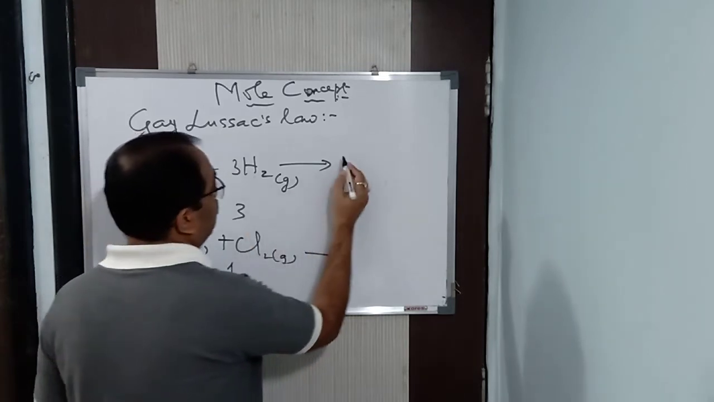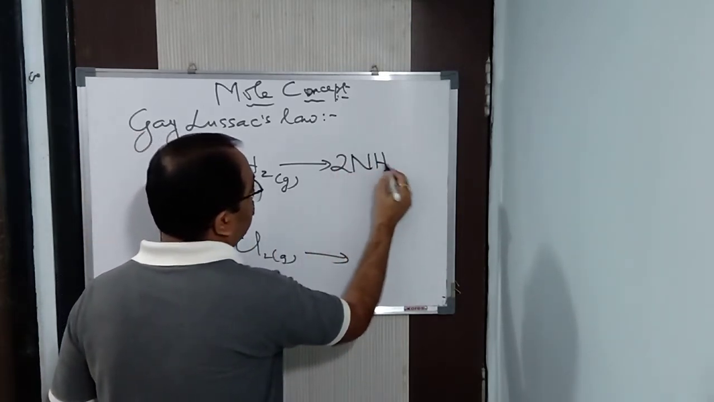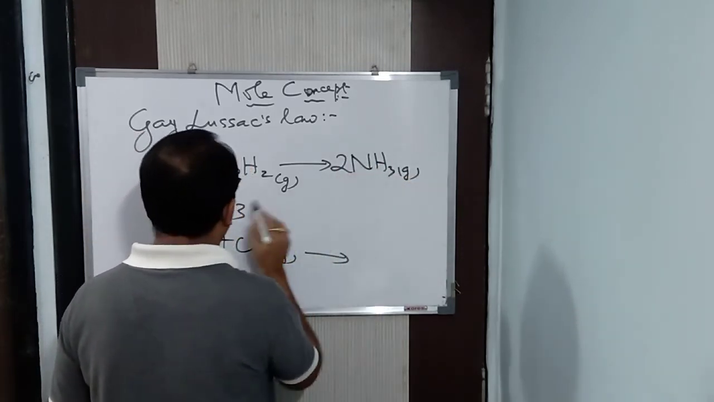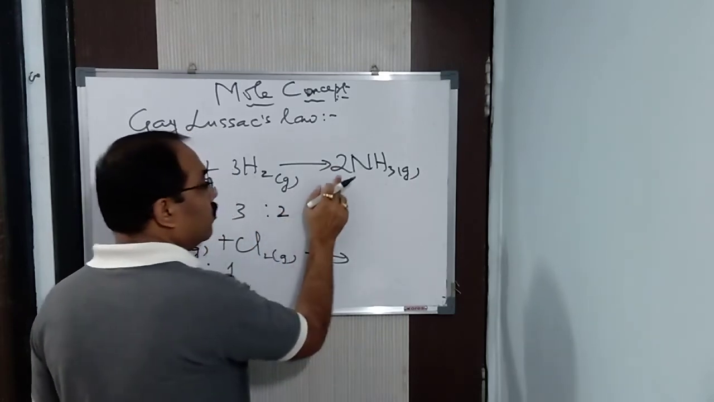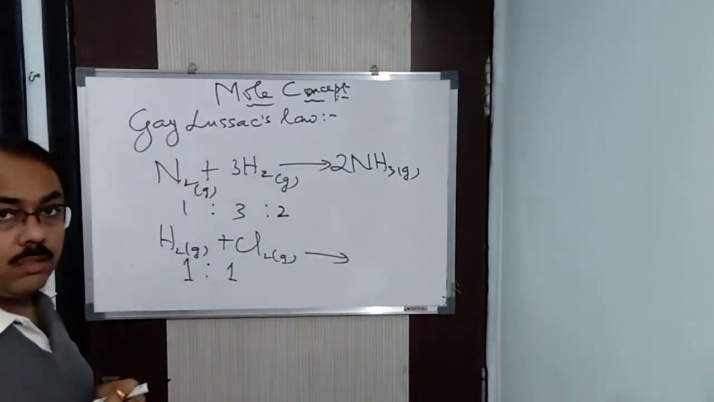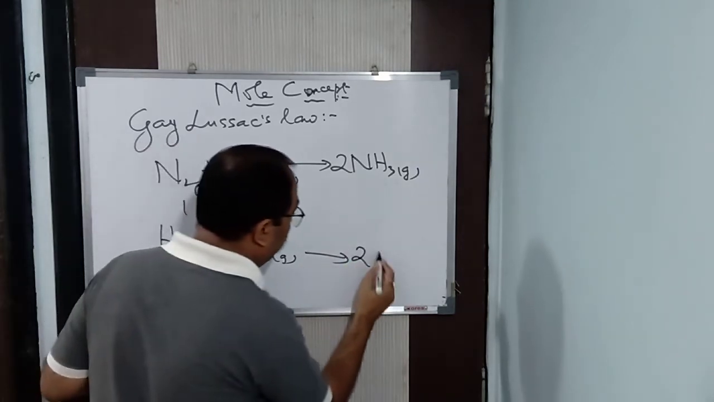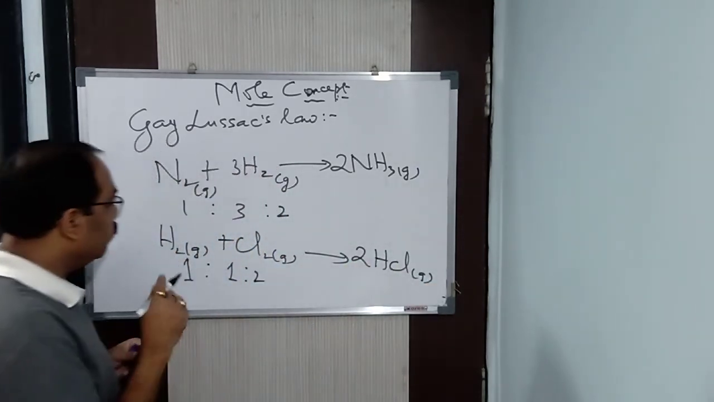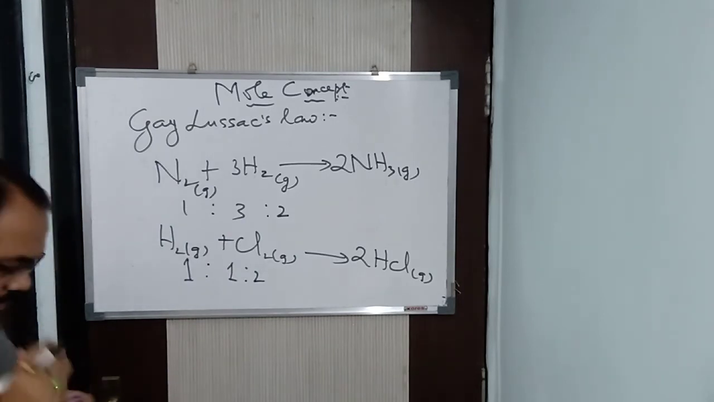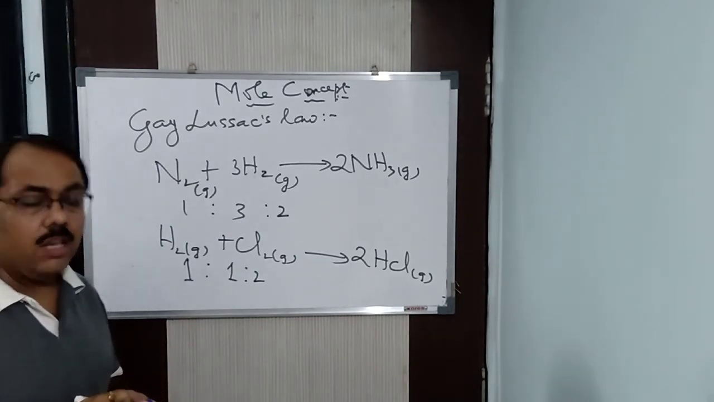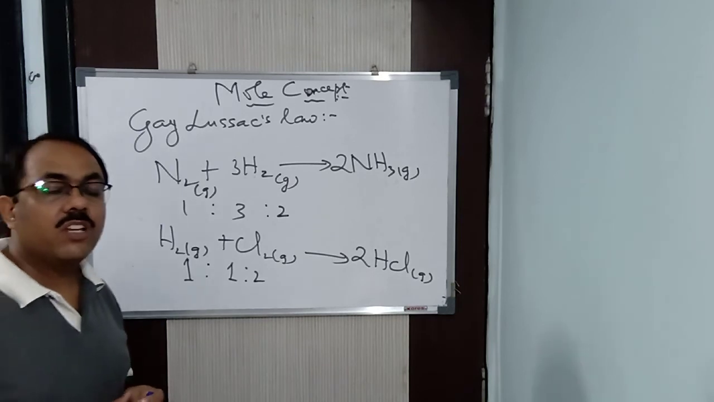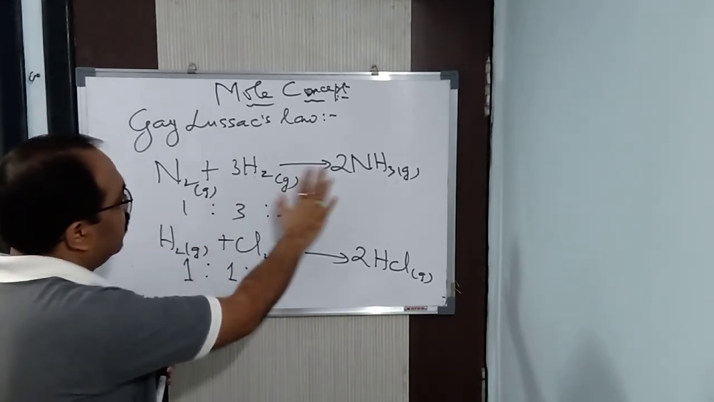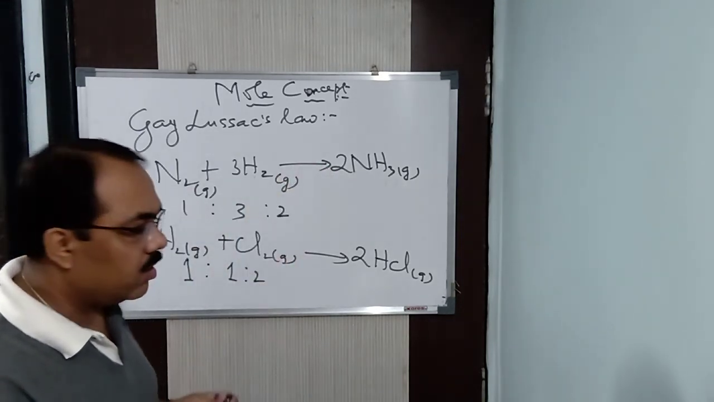Like here, N2 plus 3H2 will give you 2NH3 gas. I can say 1:3:2 because ammonia is a gas. Here H2 plus Cl2 will give you 2HCl gas. So we can say 1:1:2. Clear? And also to the product if gaseous, provided temperature and pressure remain constant. Throughout the experiment, temperature and pressure will remain constant. Got it?